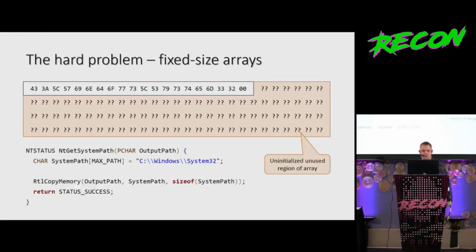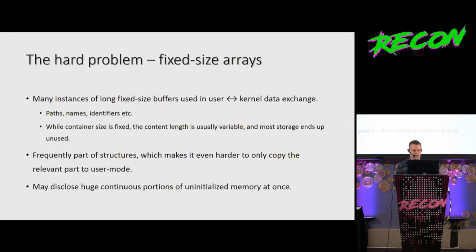Another example of such a problem is fixed size arrays. Here you have an example of a system call that in theory returns the system path. It uses an array that is fixed in size. It's very long, has like 260 characters, but it only uses a few of them. So the whole rest of this array is actually left uninitialized and also copied to user mode as a whole.